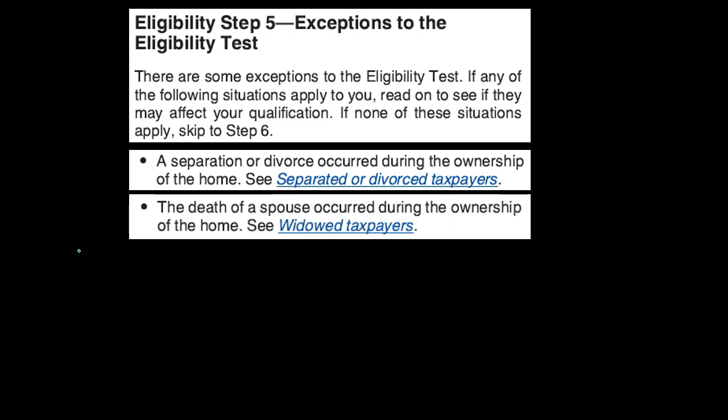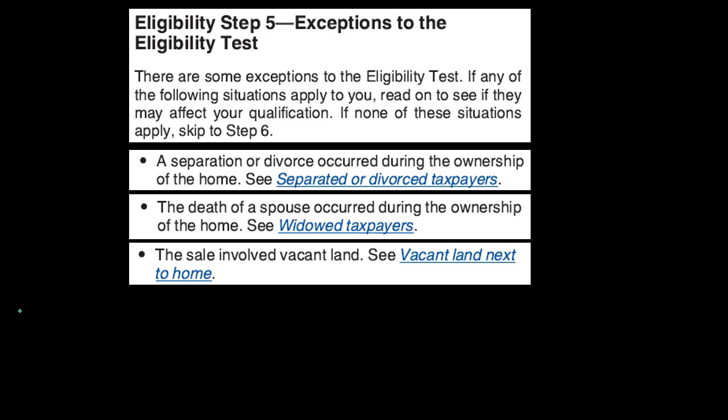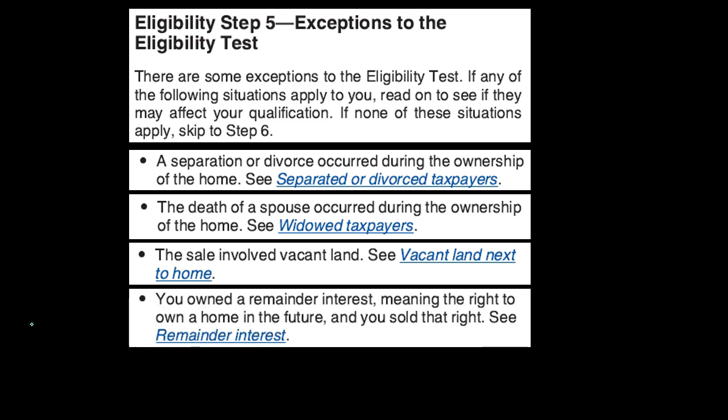Next item, the death of a spouse occurred during the ownership of the home. Again, we could see different types of scenarios where questions could arise in terms of our qualifications in that scenario. The sale involved vacant land, so if there was vacant land included within the home sale, then there may be some exceptions that we need to look into. We can see vacant land next to home in a later section. You owned a remainder interest, meaning the right to own a home in the future, and you sold that right. See the remainder interest. So this would be an unusual type of situation or a different type of situation where we have a remainder interest.